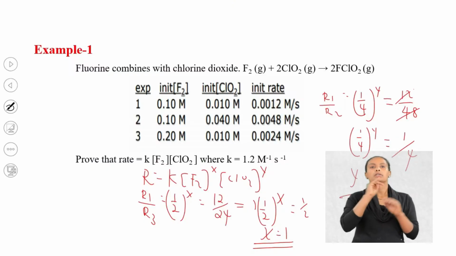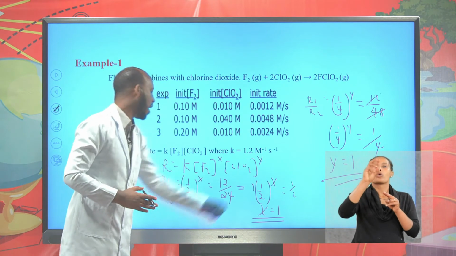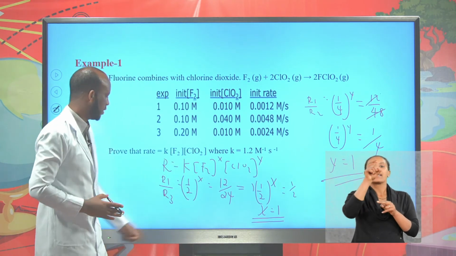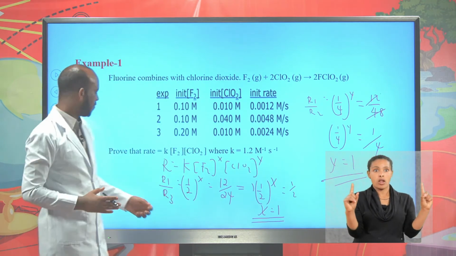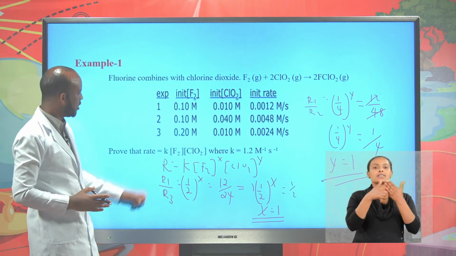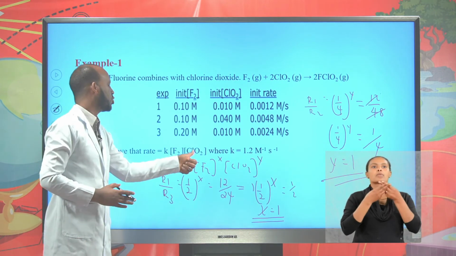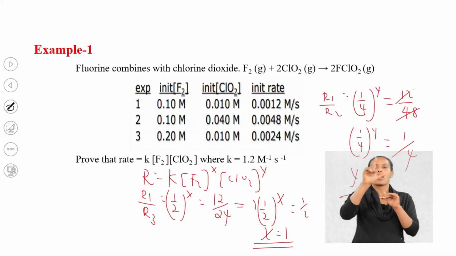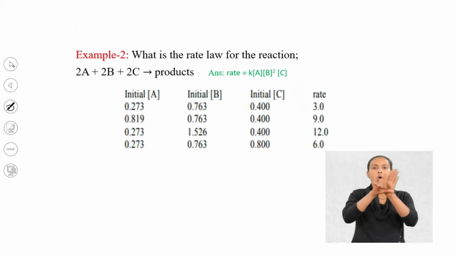The rate law for this reaction is rate equals K times concentration of F2 to the power of X times concentration of ClO2 to the power of Y. X is 1, Y is 1. Therefore, the rate of this reaction is K times concentration of F2 times concentration of ClO2. What is the rate law for this reaction?